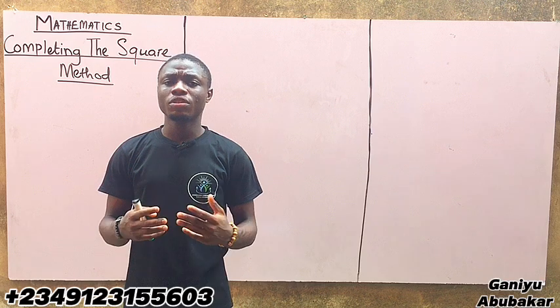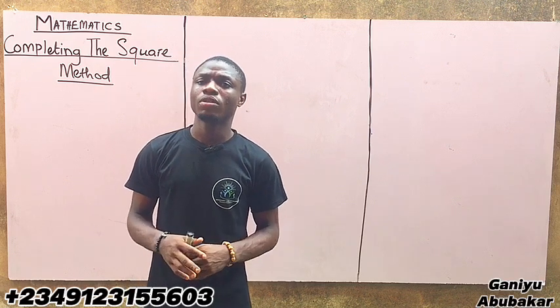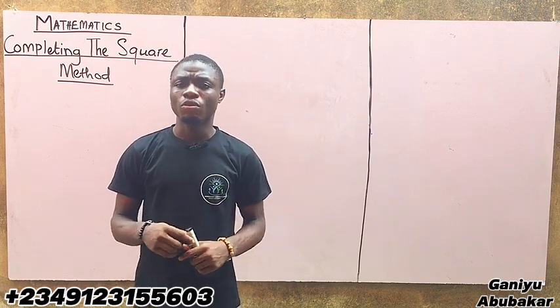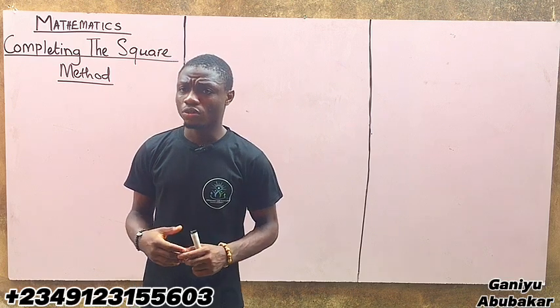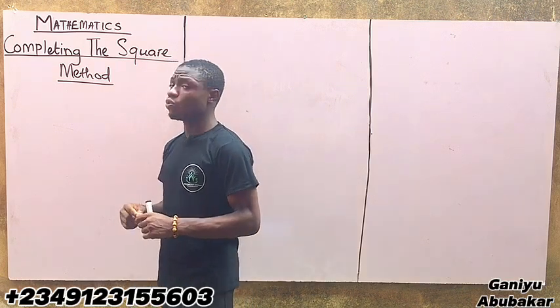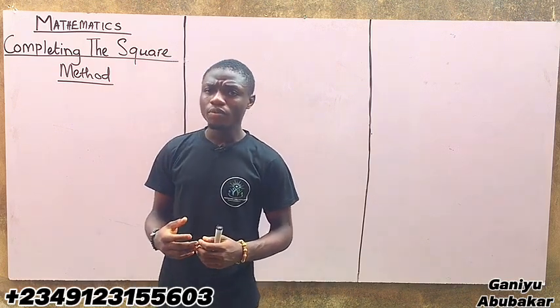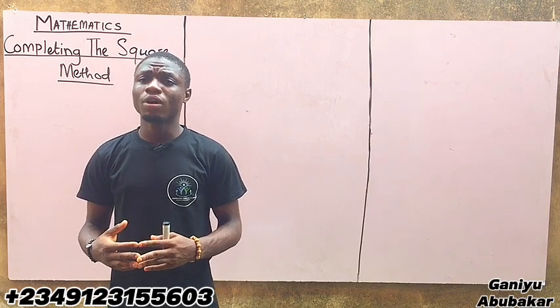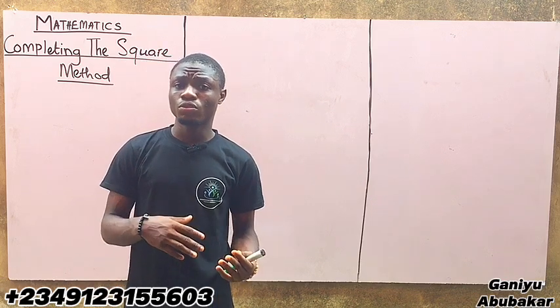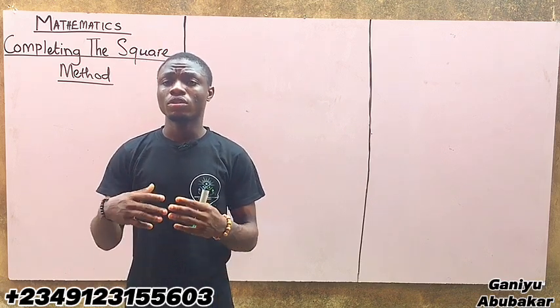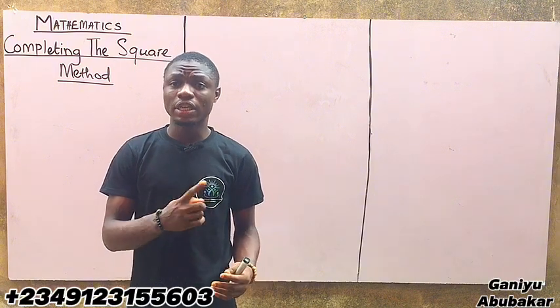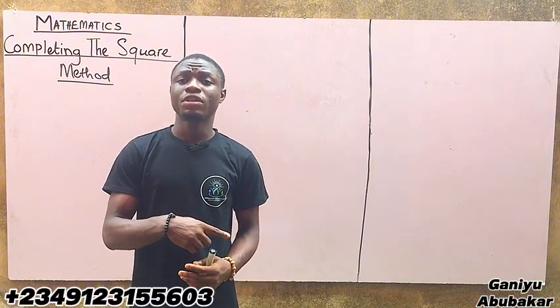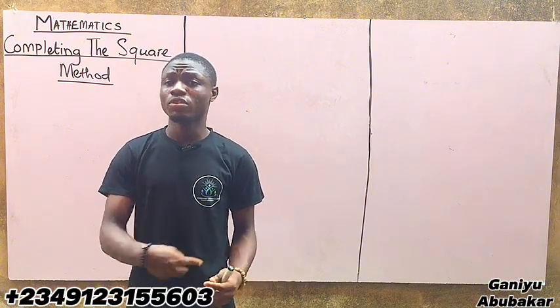For today, we'll be trying to understand the concept behind the second method of quadratic equation, known as the completing the square method. In our last class, we discussed the factorization method, which is also called the general method. I'll drop the link to our last class in the description of this video.